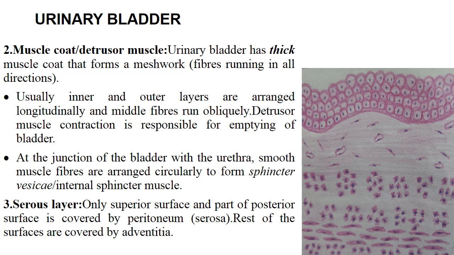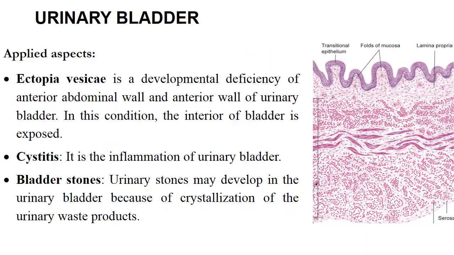The trigone is derived from absorption of mesonephric duct, whereas the remaining part of the bladder is formed from cloaca. And the second thing to be known is that reflux of urine from urinary bladder to the ureter is prevented. As the bladder contracts, the ureter is compressed. There is physiological sphincter.